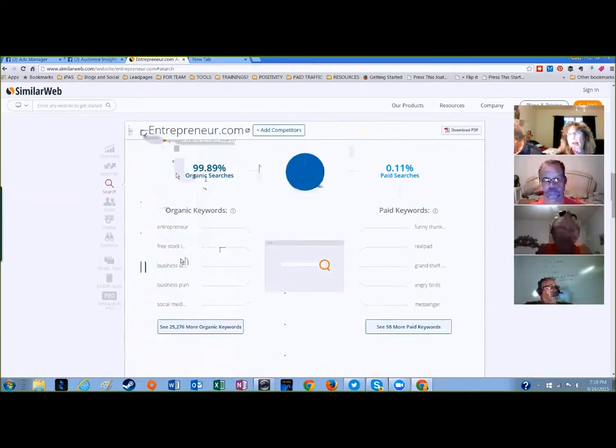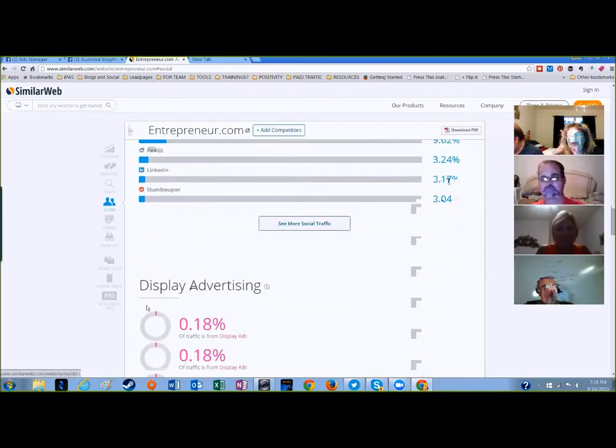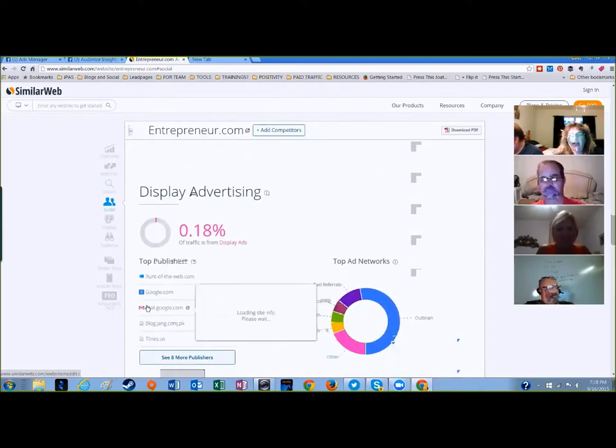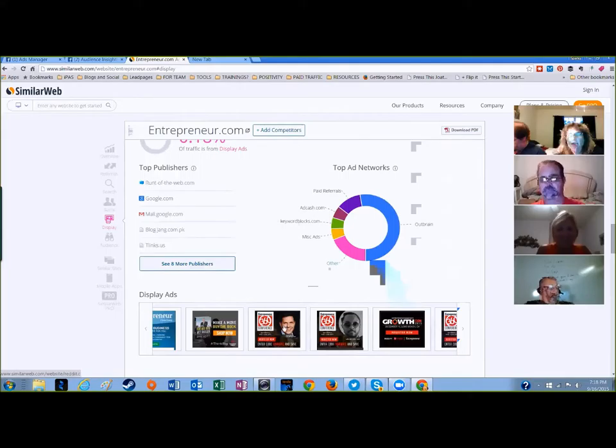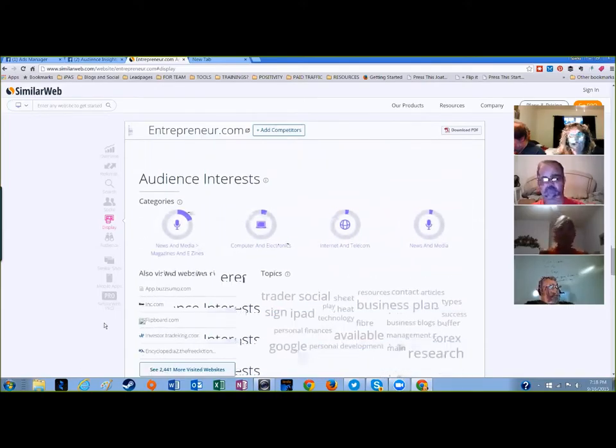So you can tell that they're doing a lot of SEO. And so here are a lot of the keywords that you can use. Angry Birds, I don't know. But here are a lot of keywords that you can pick up here too. And then their social marketing, and you can even go down and see the ads that they are currently running. And you can get some really good information.